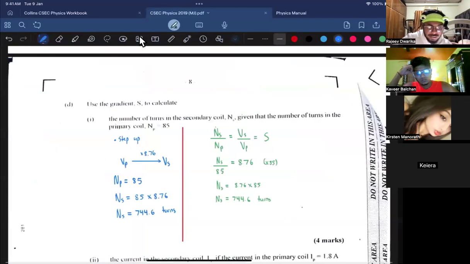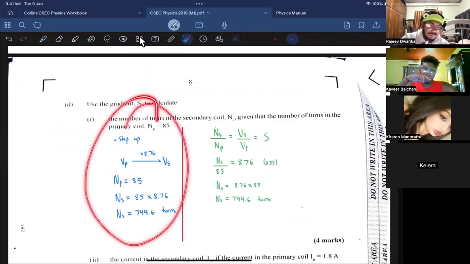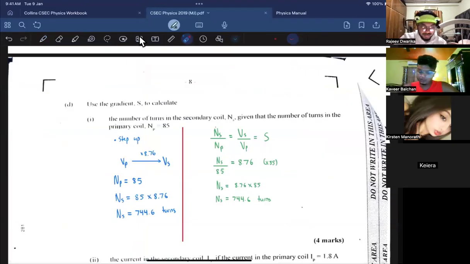See, understand both methods? This method is the intuitive approach. What you found was how many times bigger. Basically, that 8.76 is the number you have to multiply by to get anything. If you want to get the secondary voltage and you have the primary, just multiply by 8.76. If you want to get the number of turns, just multiply the primary by 8.76. You understand?